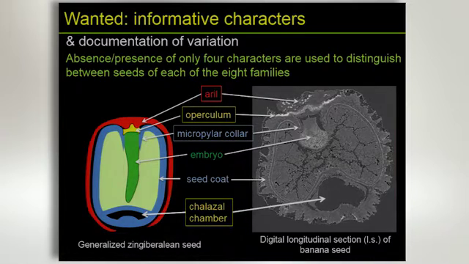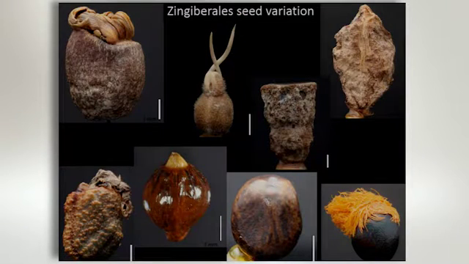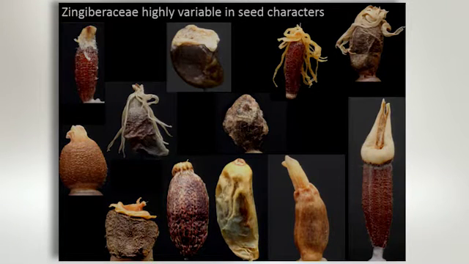So we figured we could probably get more than 4 characters out of these seeds. They're highly variable. It's a really fun group to work on. This is showing you seeds of each of the different families. You can see the arils are all different in these. Look at these arils. Some of them don't have arils, so they're just really cool. And even within the Zingiberaceae themselves, they're super highly variable. So it took a lot more time than we thought to sort these out.